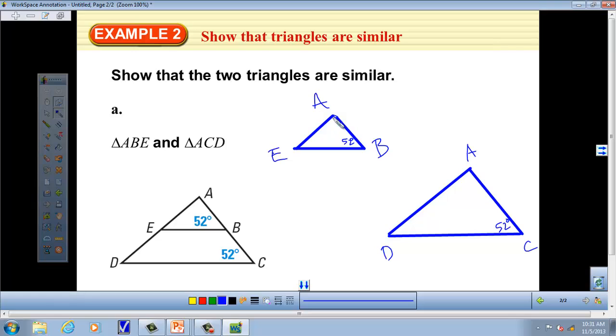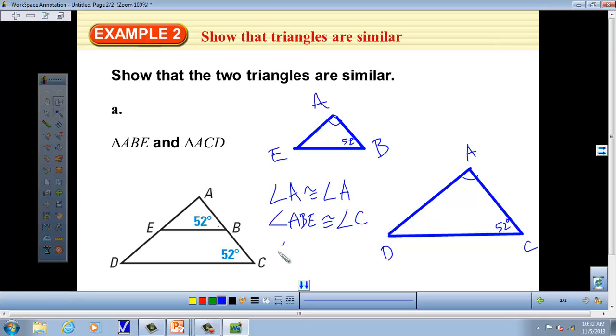If we look carefully, angle A here is congruent to angle A because it's on both triangles. Therefore, we have two sets of angles that are congruent. We can say angle A is congruent to angle A by the reflexive property. We can say angle B. Actually, we can't say angle B because there's a bunch of different B's. So we'll call it angle ABE. And then the second one we can just call angle C. And that's because it's given.